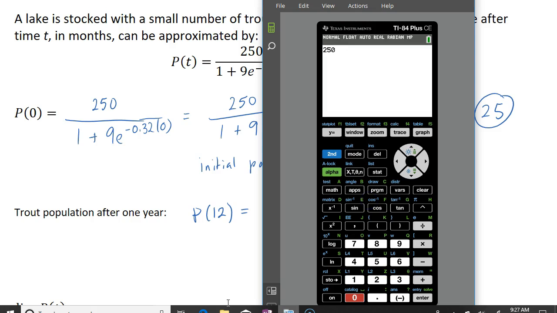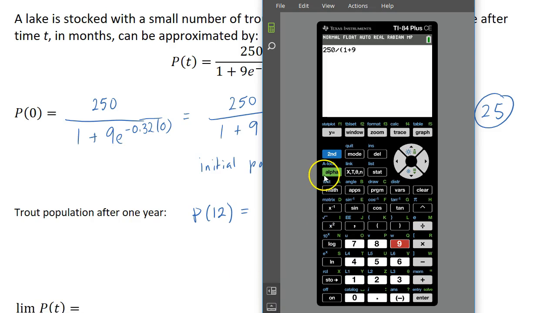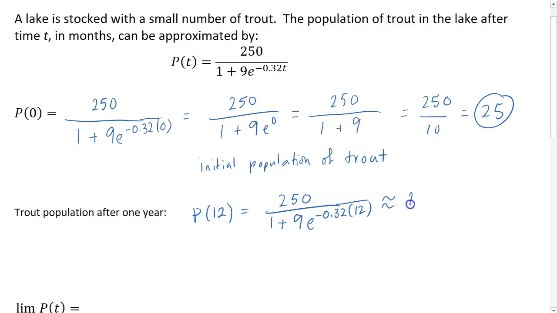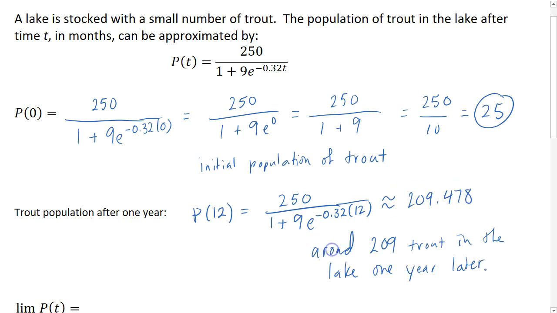250 divided by, plus 9, e to the negative 0.32 times 12. Okay, so it looks like 209.478. So that means there were around 209 trout in the lake 1 year later.